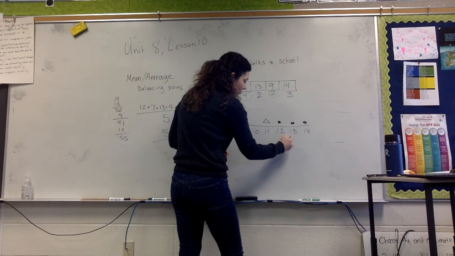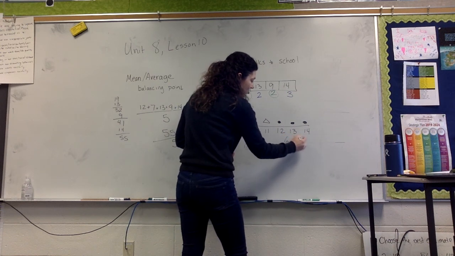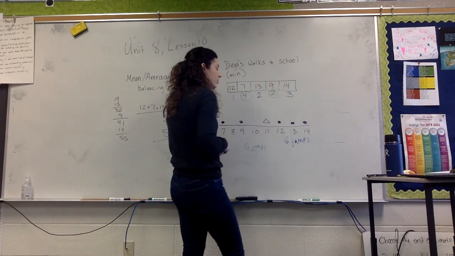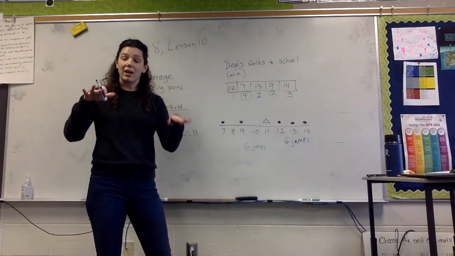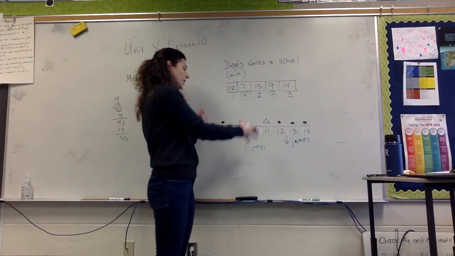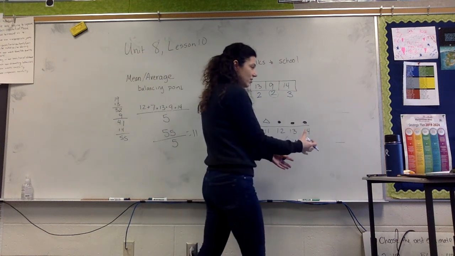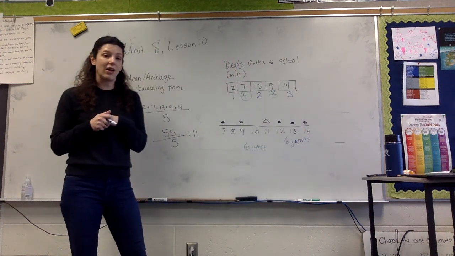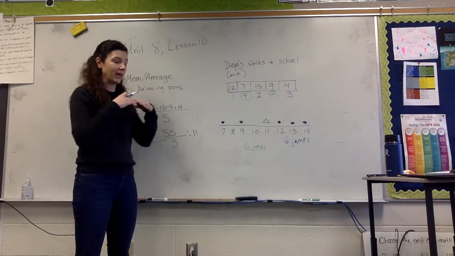And again, you can see on the right side, there are 6 jumps combined from all of the data points there to that average. So it kind of balances out, right? This is a total of 6 jumps. This is a total of 6 jumps. So that mean can be interpreted as that balancing point.